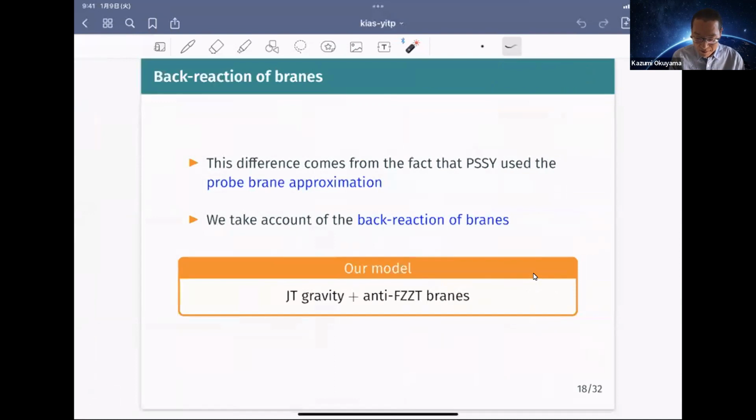And we can trace the reason why this PSSY model does not capture the decreasing behavior of the entropy to the fact that in their model they used the so-called probe brane approximation. And in our paper with Kazuhiro Sakai, we take account of the back reaction of branes and treat the branes as a dynamical object and include the effect of back reaction of branes.